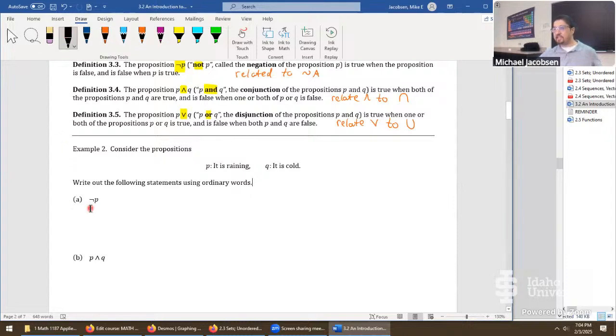I'll go first. This one says not P, relating this operator, it's the negation of the proposition P. So we would just say the statement here is, it is not raining. And that's the only modification we had to make to this proposition, just related through the negation. Well, that's riveting stuff. Any questions, folks, with that first one?